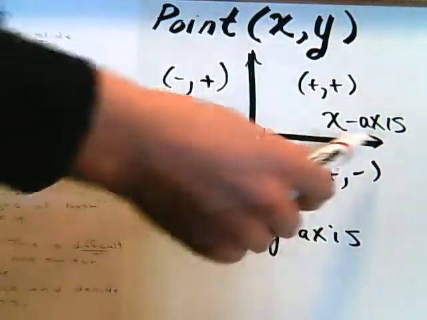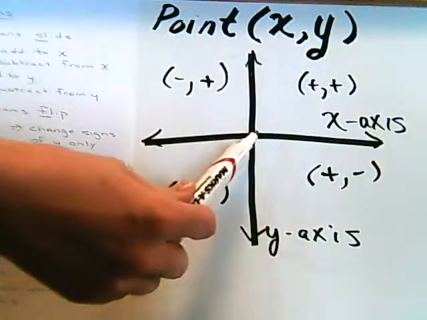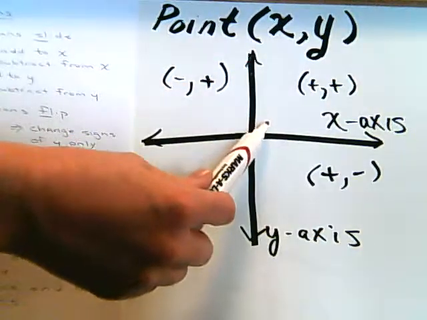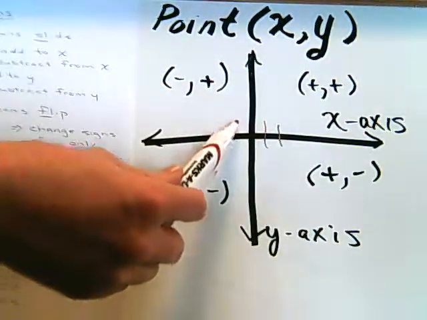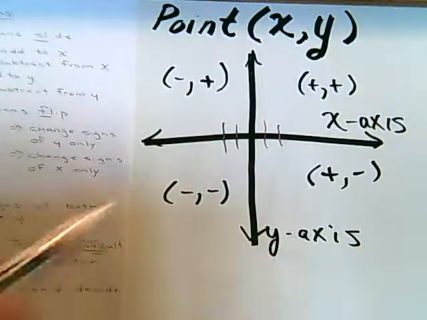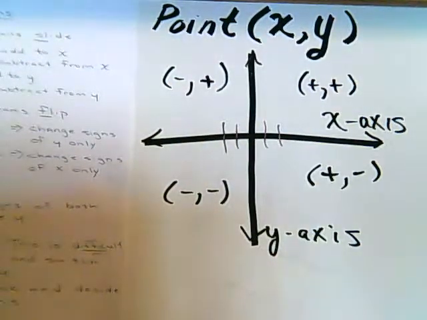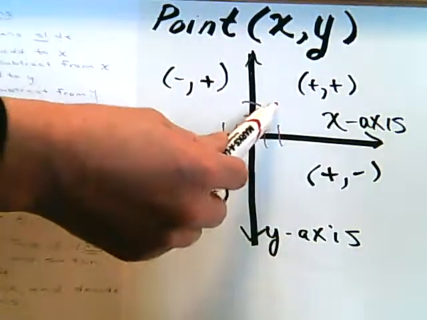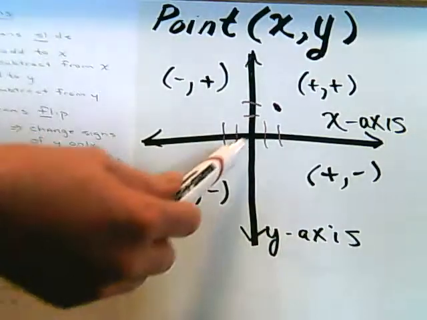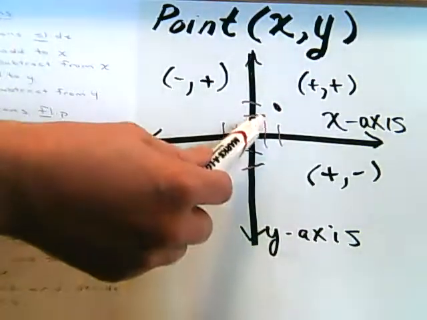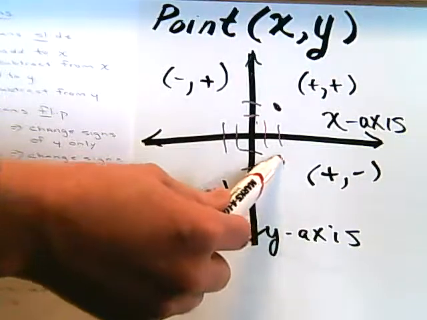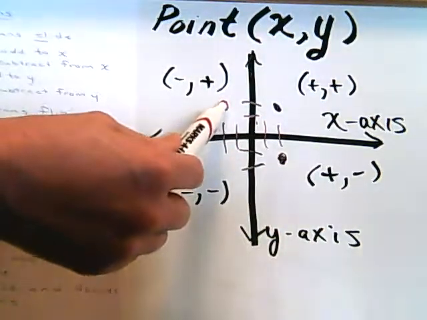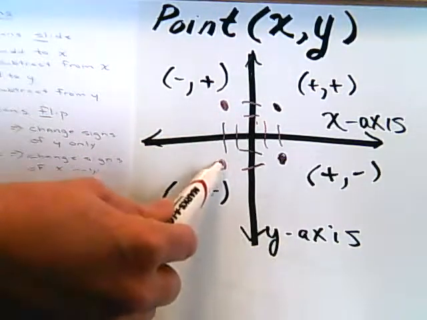The x is this x-axis. So the first number tells you whether to go right or left. If it's a positive number, like 2, you'd go over 2. If it's a negative number, you'd go over negative 2, like that. Then the y tells you to go up or down. If it's a positive 2, for instance, you would go up to this point. If it was a negative 2, you would go down. So this would be positive, positive. This would be positive, negative. This would be negative, positive. And this is negative, negative.